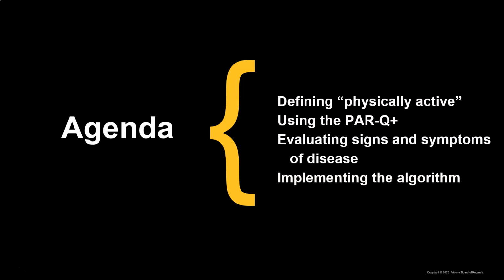First, we will define what it means to be physically active. Next, we will discuss the PAR-Q+ and how to use it to evaluate a new client for history of cardiovascular, metabolic, and renal disease. Then we will discuss how to evaluate a new client for signs and symptoms suggestive of cardiovascular, metabolic, or renal disease. Finally, we will review how to use this information in the implementation of the ACSM screening algorithm to determine how to proceed with a new client.